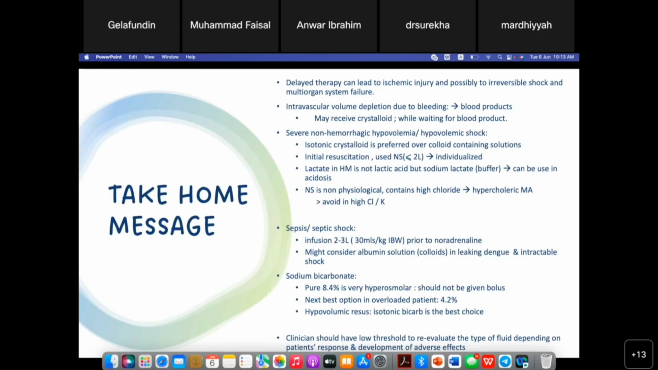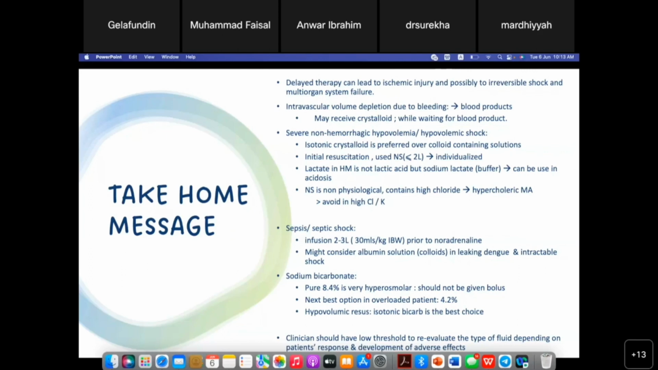Okay, so overall for the take home message, basically, delay in fluid therapy can lead to ischemic injury and possibly to irreversible shock and then subsequently multi organ system failure. So once there is multi organ system failure, it's very hard to treat the patient, and the patient can succumb to death basically. So in patients with intravascular depletion because of bleeding, as I said before, you have to give blood product. But while waiting for the blood product, you can give crystalloid first.